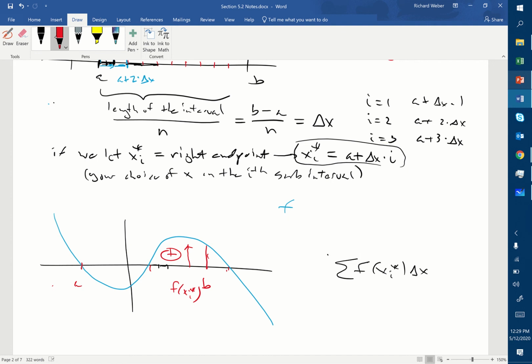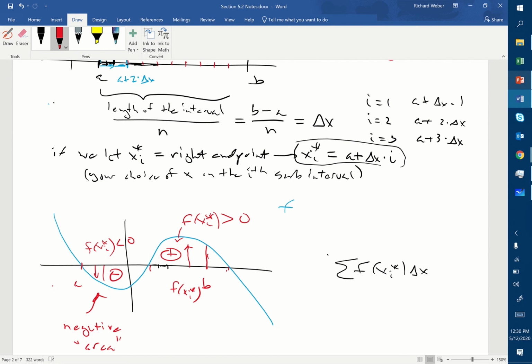But if you're in this region, f of x sub i star over here somewhere is going to be negative. It's going to be less than 0. In this region, f of x sub i star is positive. Over here, it's negative. So we get this idea of a negative, quote-unquote, area. I'll say it is negative for sure. You go to geometry class and say, I got a negative area, they'll think you're crazy.